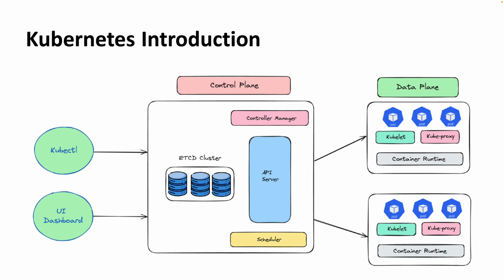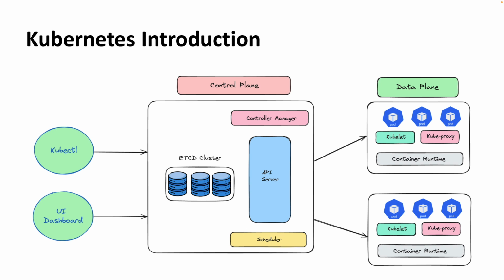A quick introduction to Kubernetes. In Kubernetes, we have two main components, the control plane and the data plane. The control plane will orchestrate and manage the Kubernetes cluster. In the control plane, we have a controller manager. We have also an etcd cluster. The etcd cluster will be useful to store the Kubernetes secret, the config map, for example. We have a scheduler, and we have an API server. The role of the API server will be to do the link between the control plane and the data plane.